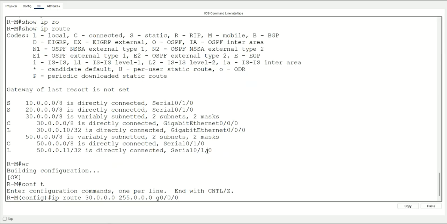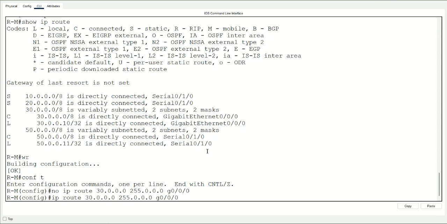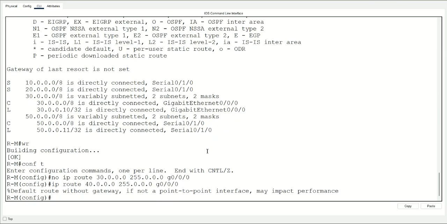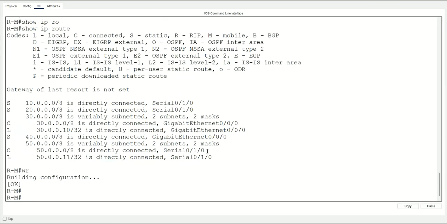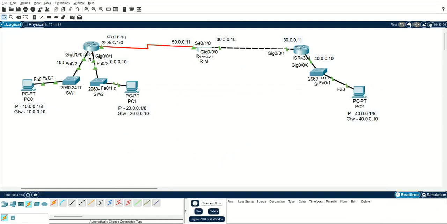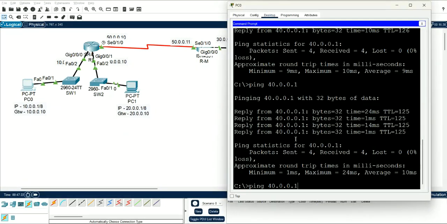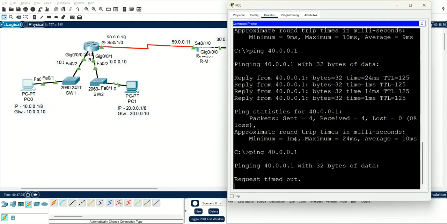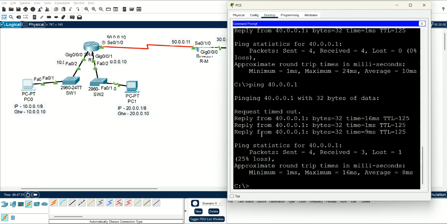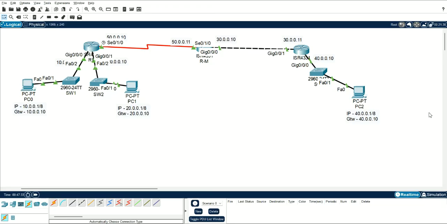I gave 40, no? There is no need for 30 actually. 30 is directly connected. I was making a mistake, okay? It is 40. 30 is directly connected. We don't need to give it. Show IP route. Now you see? 30, no need. It is directly connected. 40, 20 and 10. Now let us go ping and see. Now the ping should happen. It will ping. You see? Okay. I want you to do this change on all 3 routers and test it.